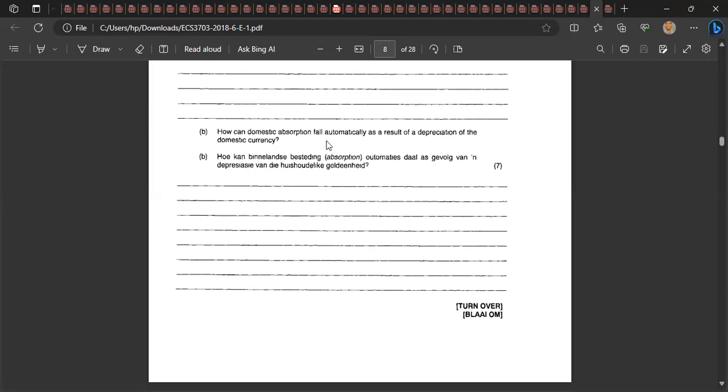So, which means if there's a depreciation in the currency, it basically means that the value of this currency in terms of another has depreciated, right? It has basically gone low. So things that are denominated in foreign currency are going to be more expensive, right?